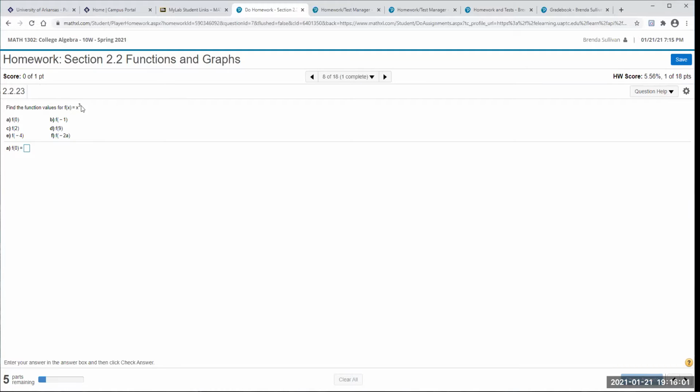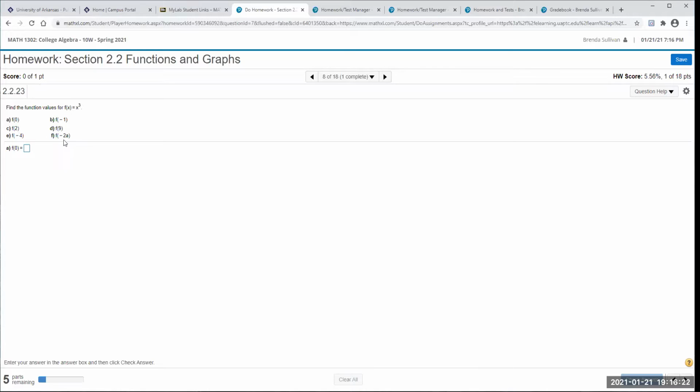Don't forget that x cubed is the number times itself 3 times. So this would be 0 times 0 times 0. -1 times -1 times -1. 2 times 2 times 2, which is not 6. That's the most missed one I see. 2 times 2 is 4 times 2 is 8.